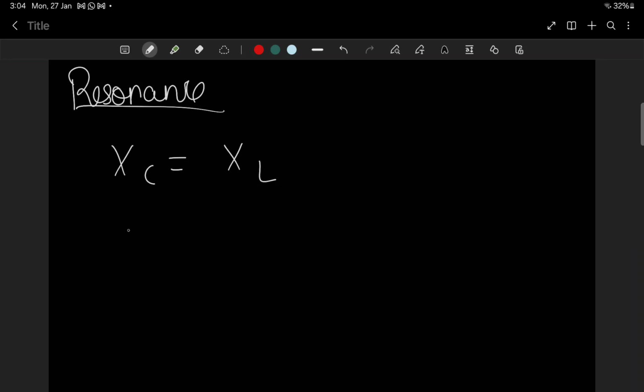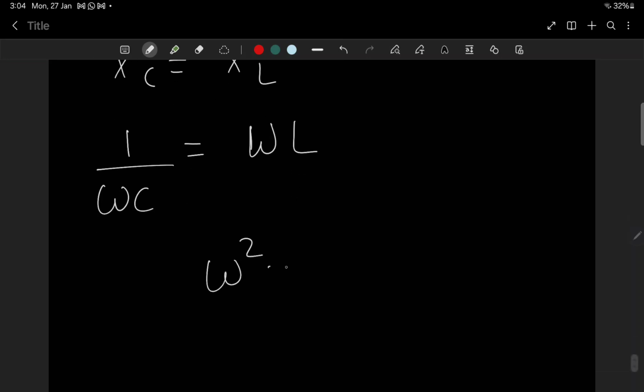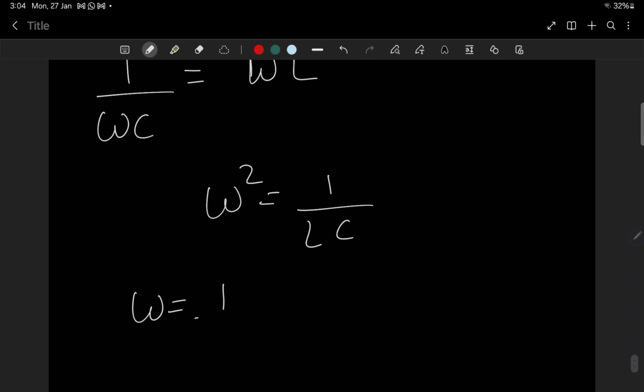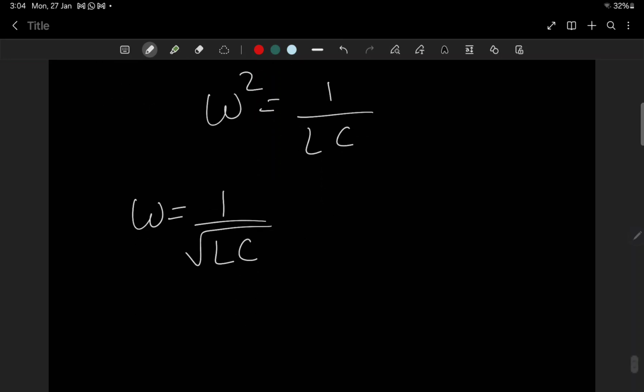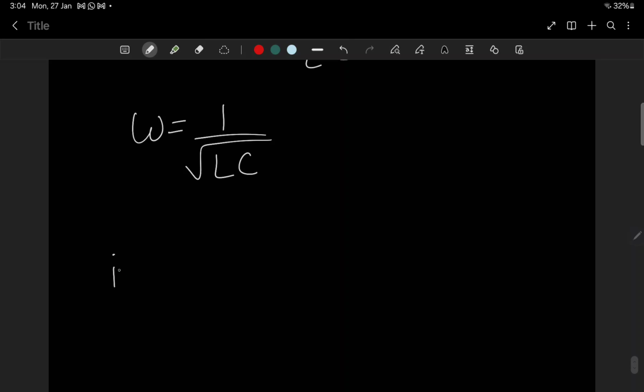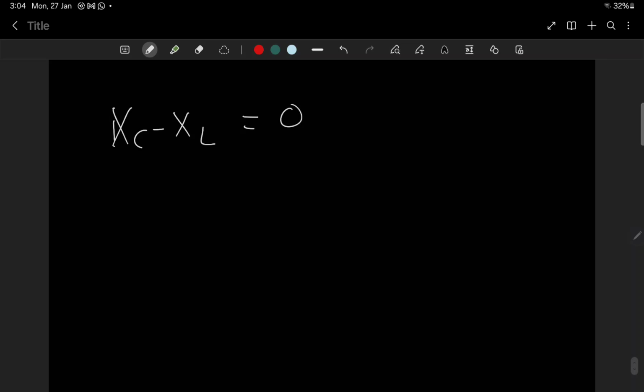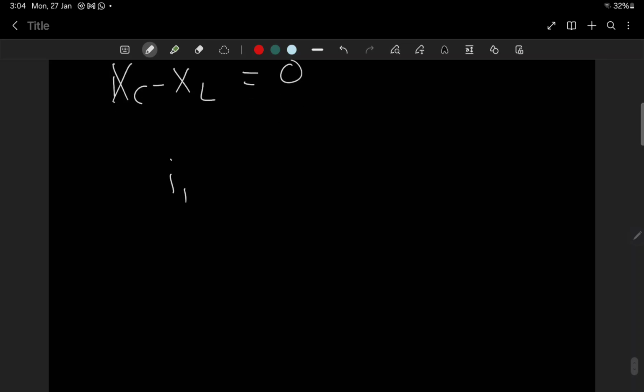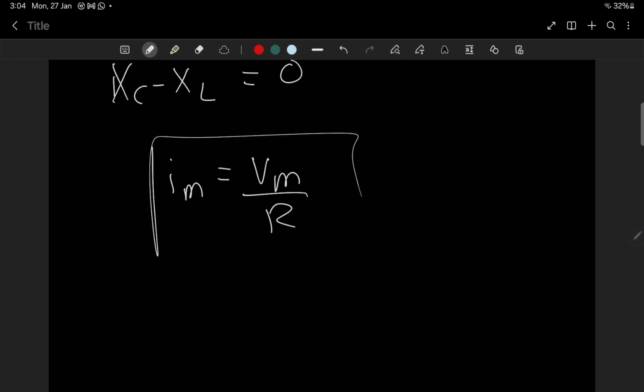That is 1 by omega C equal to omega L. That is omega square equal to 1 by LC, or when omega becomes equal to 1 by root LC, at that time what happens? Here XC minus XL will be equal to 0, right? Hence the circuit will become purely resistive, that is Im is equal to Vm by R.